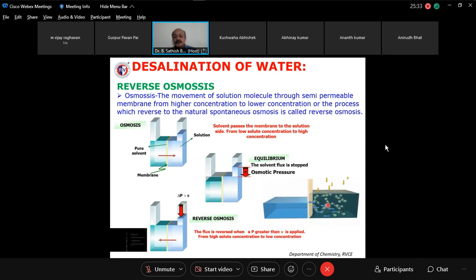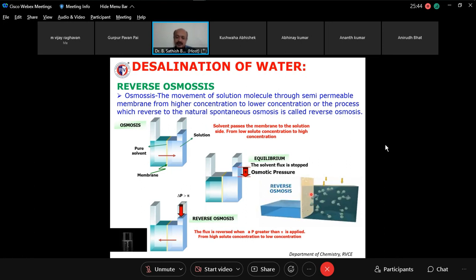You can see this animation here. This is reverse osmosis, that is, movement of water molecules from the higher concentration side to the lower concentration side through the semi-permeable membrane. So this is called reverse osmosis.